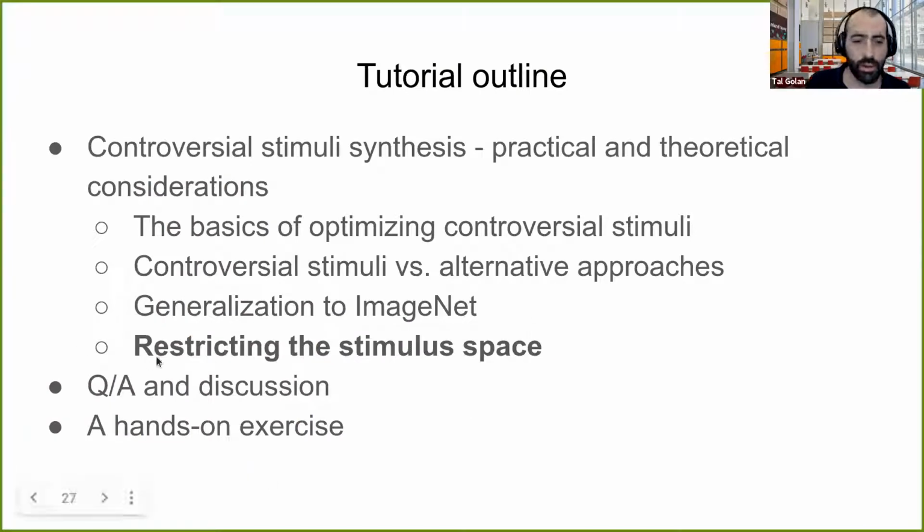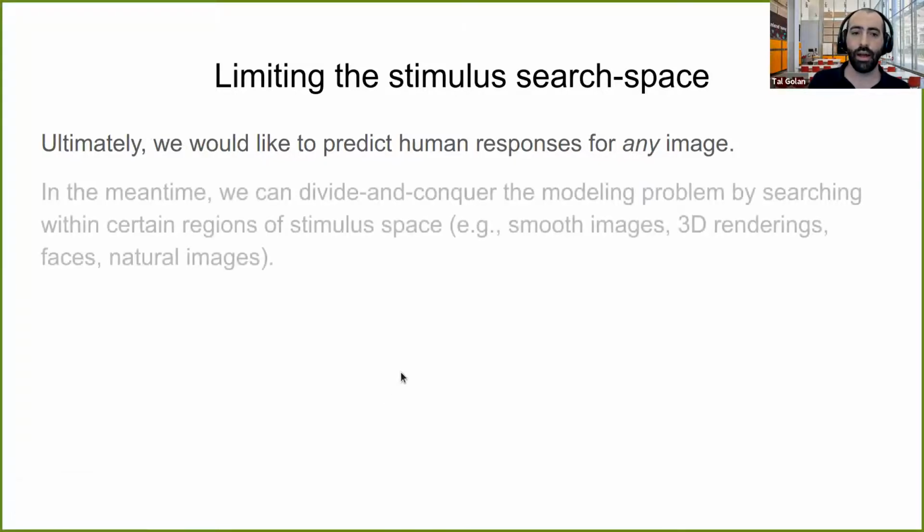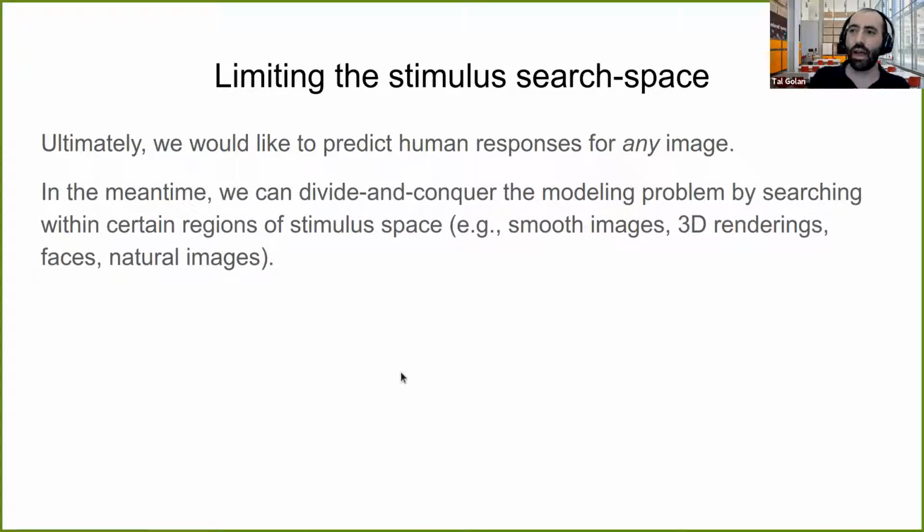Okay, we now got to the last part of the overview, restricting the stimulus space. Ultimately, we would like to predict human responses for any images. And for that, we need to develop stronger models and essentially solve the problem of adversarial robustness in its deeper sense of model-human alignment. But we can also make progress even before we have these models by partitioning the stimulus space into subregions and comparing models within these subregions. We can think about the subspace or manifold of smooth images, 3D renderings, faces, natural images. And within each such manifold, we can search for controversial stimuli and compare models with respect to how well they predict human responses within that manifold.